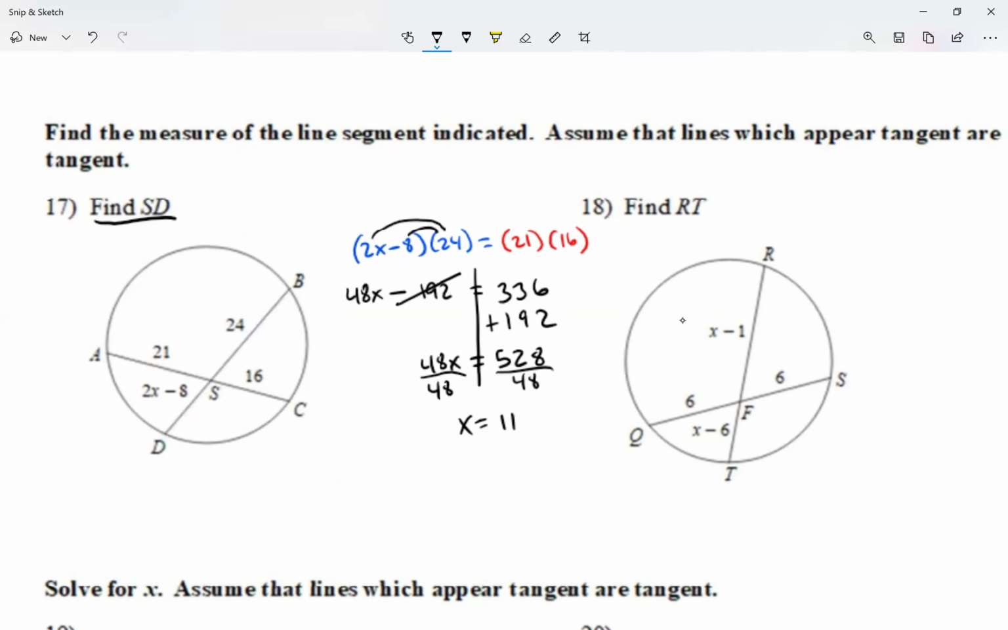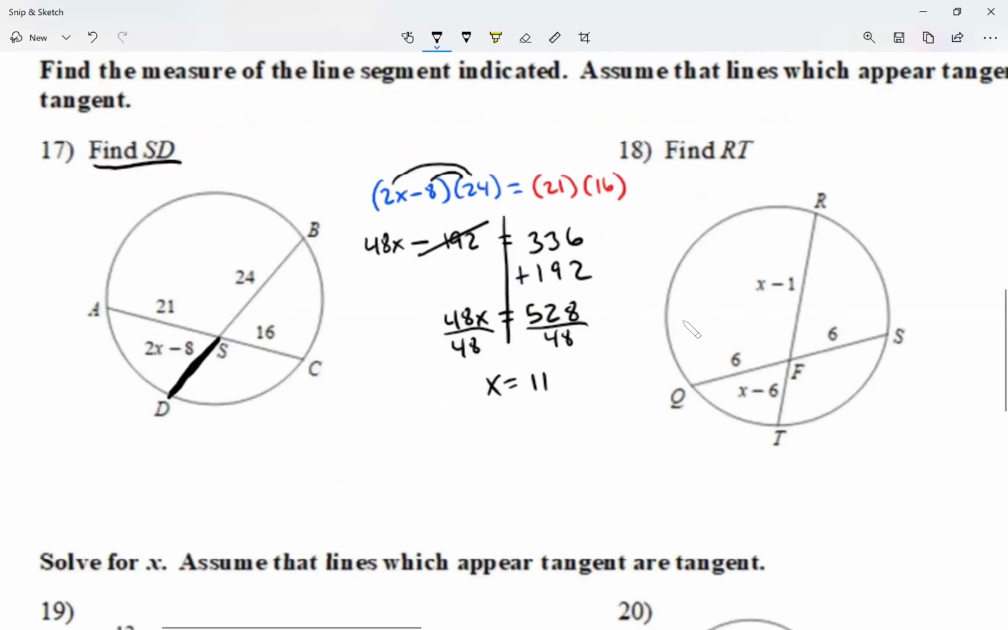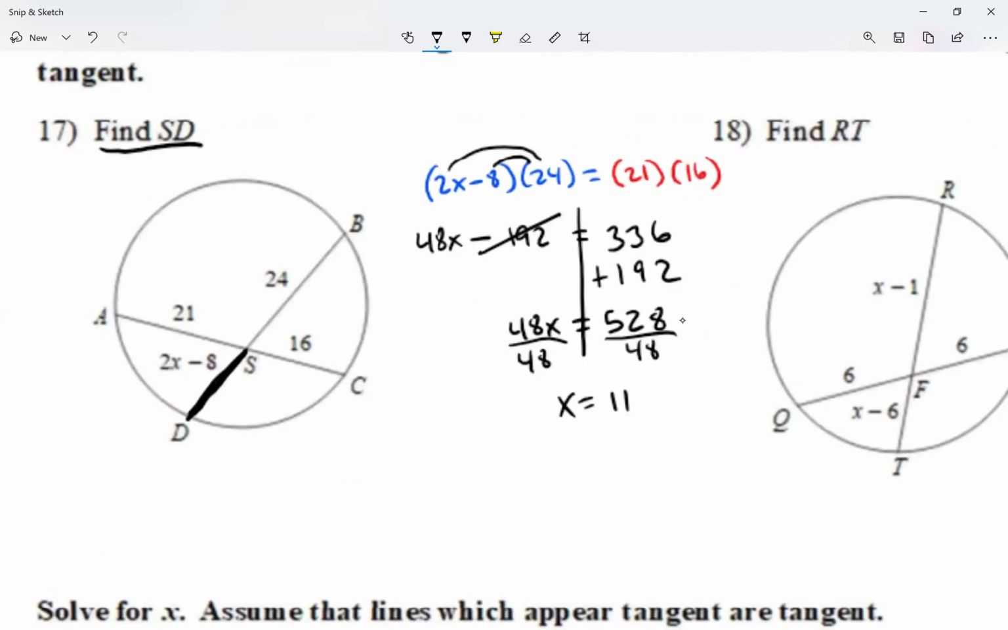The segment SD is here. This segment from S to D. I know the measurement. I know this thing is 2x minus 8. However, I know the value of x now. So let me rewrite 2x minus 8, but instead of x, I'm going to write 11. So I have 2 times 11 minus 8.